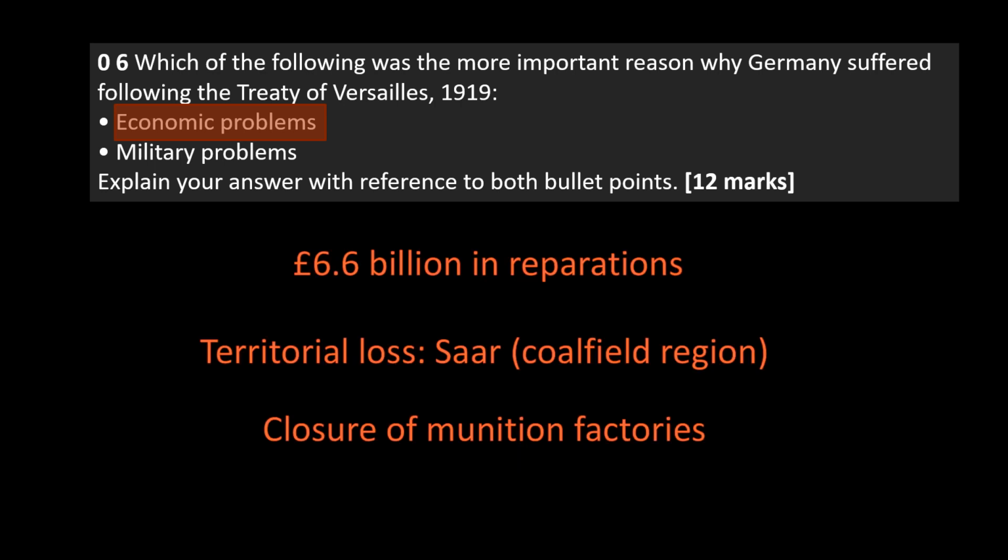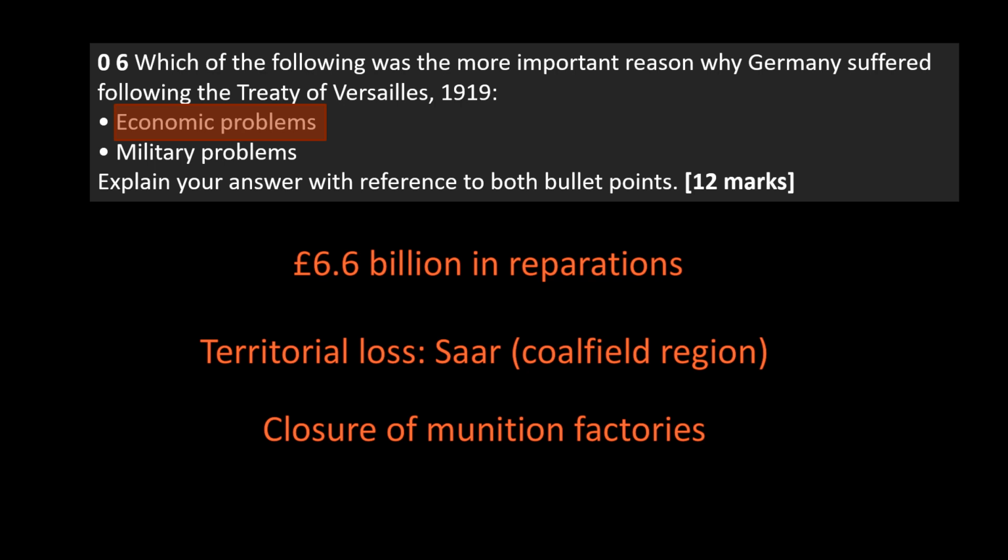It is very important to remember the reparation bill of £6.6 billion. This was the root cause of most of Germany's economic problems for the next decade, and so links to many different themes and topics. Furthermore, it is worth knowing one territorial loss that did economic damage, such as the Saar, which was a coalfield region.